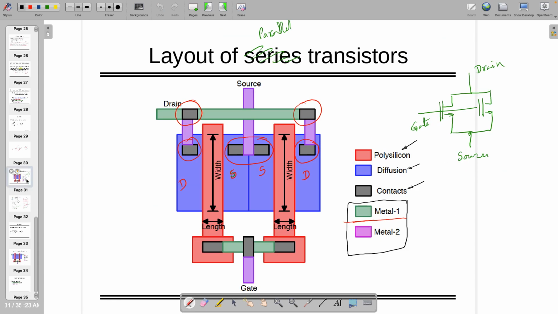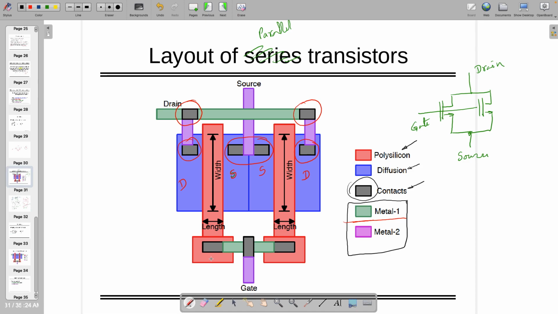Now look at this very carefully. All black colors are actually contacts. I pick up the contact from drain. I have connected through metal line, which is metal 2. This is vertically drawn, and horizontally I connected with metal 1, and same I did with source, same I did with gate. Are you able to see that?